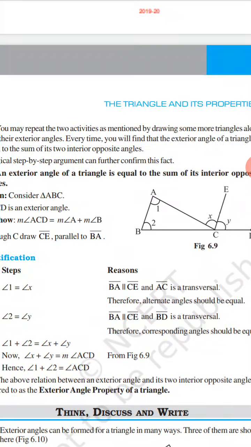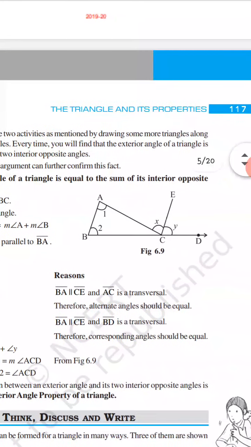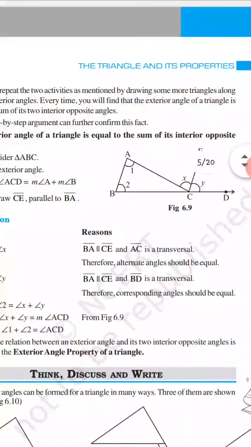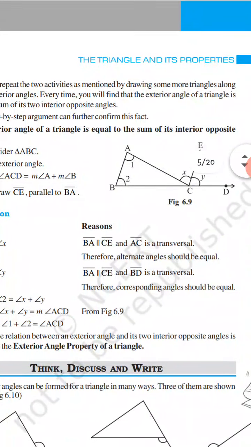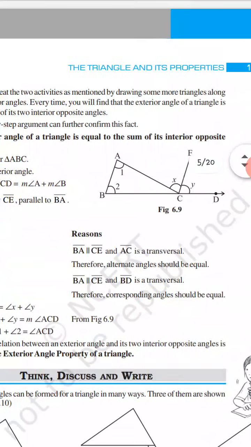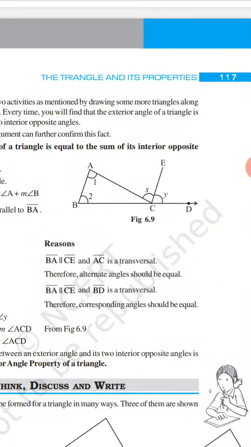Here you see angle 1 plus 2 is equal to x plus y, that is angle ACD. So how can we prove it? We have to draw a line CE parallel to BA. For that we have to draw parallel lines. We can draw by making angle x equal to 1. So alternate interior angles are equal. So you see that 1 is equal to x and 2 will be equal to y.